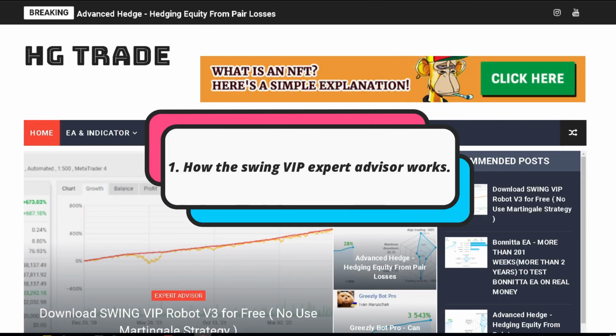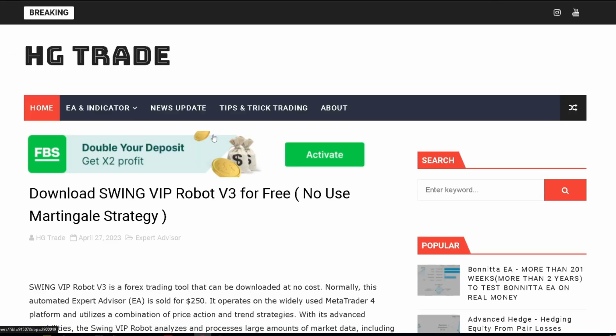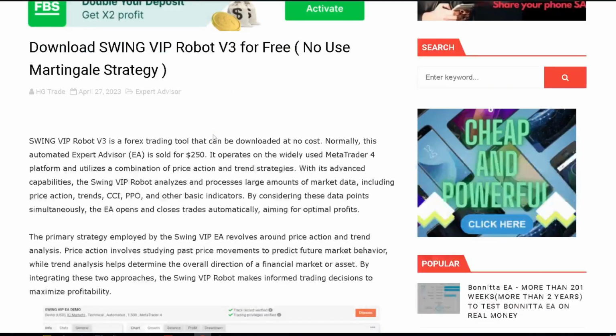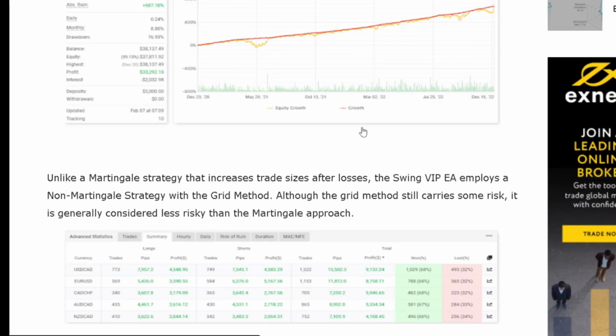How the Expert Advisor Swing VIP works. The Swing VIP Expert Advisor has very sophisticated capabilities. The VIP Swing robot is capable of analyzing and processing large amounts of market data, including price action, trends, CCI, PPO, and other basic indicators. Taking all these data together, the EA opens and closes trades automatically, with the goal of maximizing profits. Unlike the Martingale strategy, which increases trade size after losses, Swing VIP EA uses the non-Martingale strategy with the grid method.